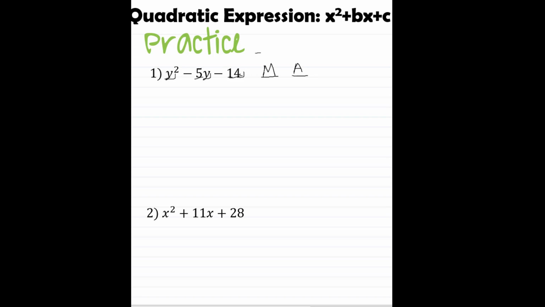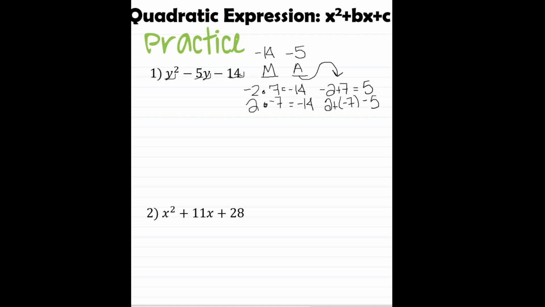I need to multiply to negative 14, which is my c, but also add to negative 5 at the same time. So let's start guessing. I know that negative 2 times 7 is negative 14. And I didn't give myself enough room again. That's okay. Negative 2 plus 7, well, that's 5. And that's almost it. Let's just change the signs. 2 times negative 7 equals negative 14. Great. And in this case, 2 plus negative 7, well, that's our negative 5.